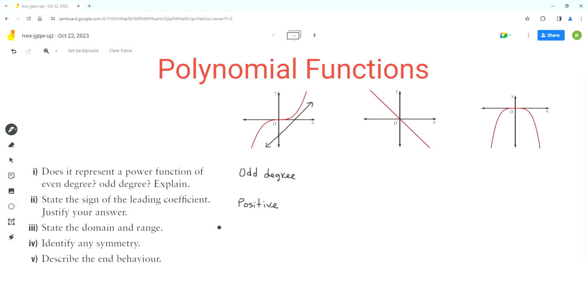As you know, domain is for x values. So this graph spans the whole x-axis from left to right. So the domain is from negative infinity to positive infinity. And then the range is for y values. So this graph spans the whole y-axis from negative to positive. So the range is from negative infinity to positive infinity.